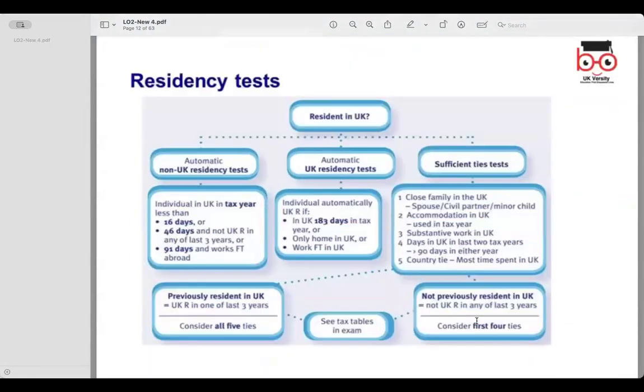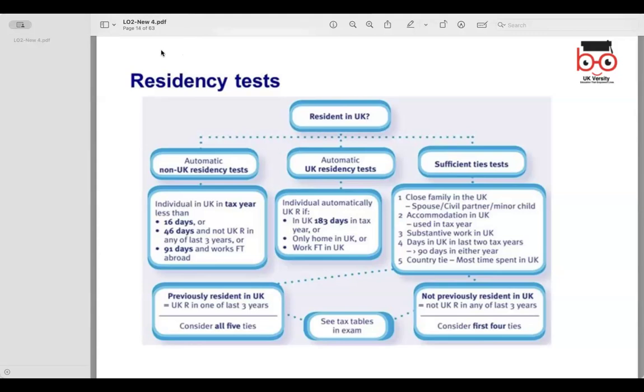Right, here is the residency test. All good, everyone? Any questions? Can you see my screen, voice, everything is okay? Yes, everything is good. Okay. So I'll quickly go through one by one.